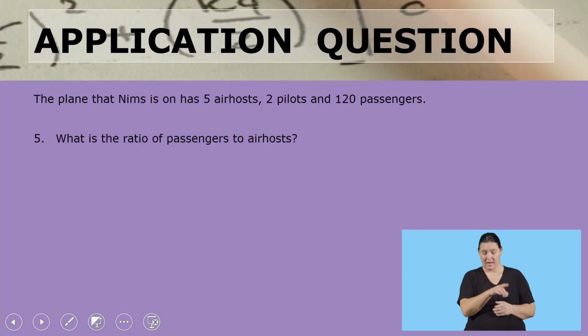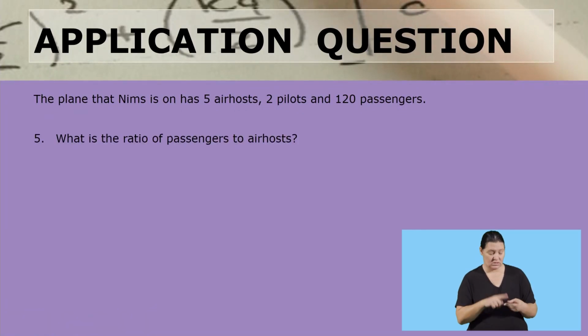So remember, the plane has 5 air hosts, 2 pilots, and 120 passengers. So number 5 asks us there, what is the ratio of passengers to air hosts? Again, how many passengers do we have? That is 120. And how many air hosts do we have?